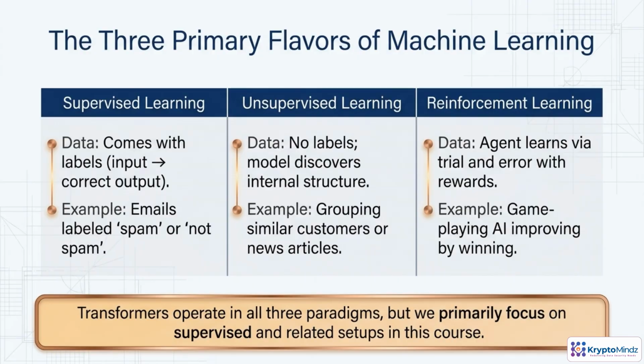Machine learning methods fall into three big families. In supervised learning, we show the model examples with the right answers, like labeled spam and not spam emails. In unsupervised learning, we remove labels and ask it to find patterns, like clusters of customers. In reinforcement learning, an agent learns by trial and error through rewards.